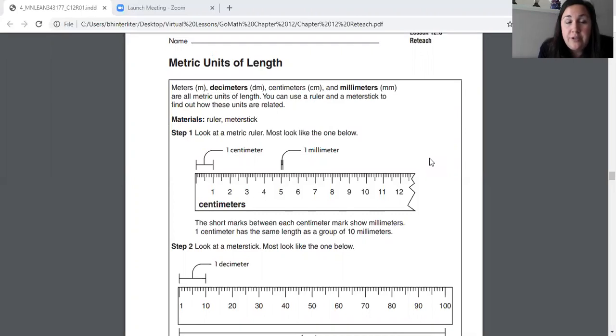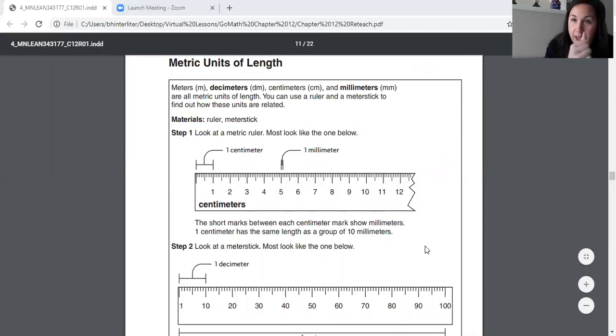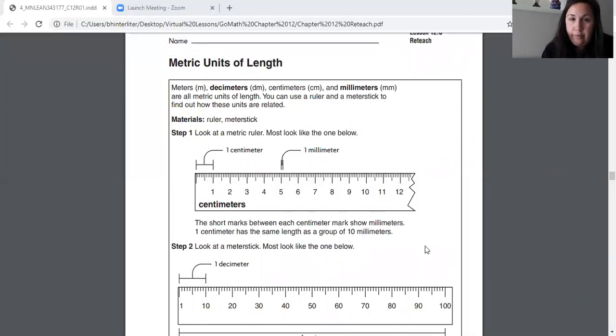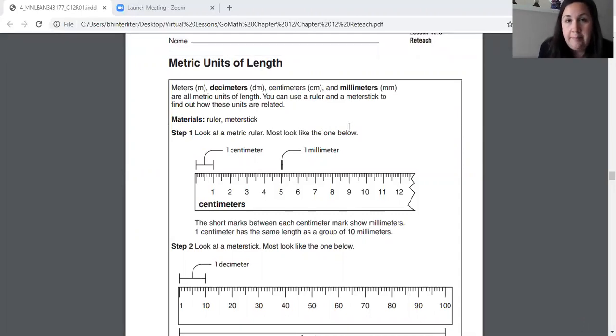This lesson, we're working with metric units of length. So let's take a look at this page here, metric units of length. And then I have some of the problems transferred on the whiteboard for us to work through. So let's start reading here. Meters, M, that's its abbreviation. Decimeters, DM. And centimeters, cm, and millimeters, mm. So those are the four that we're going to be looking at today. So meters, decimeters, centimeters, and millimeters are all metric units of length. You can use a ruler and a meter stick to find out how these units are related. So let's look below because we have some examples of these meter sticks and rulers below.